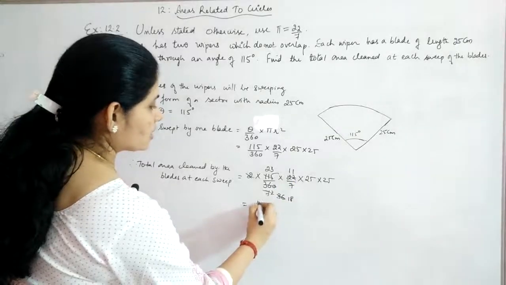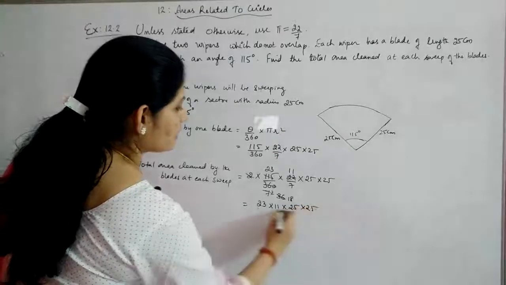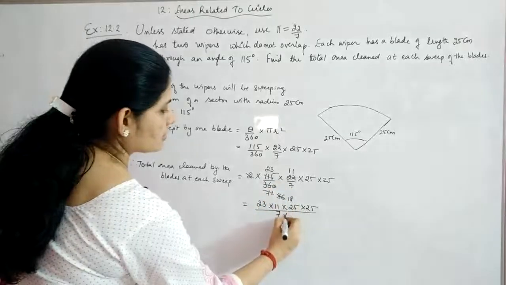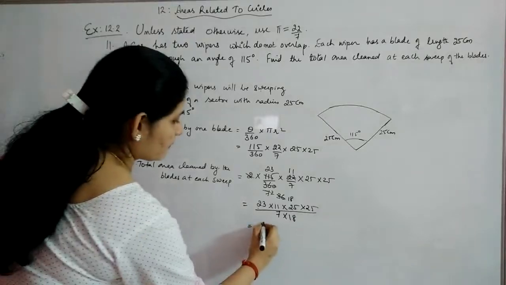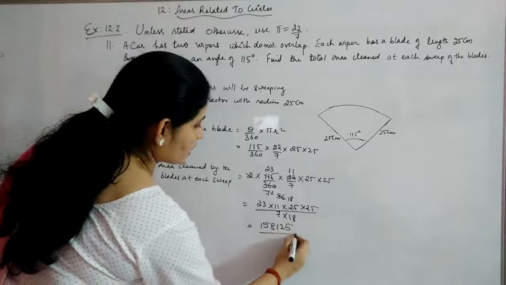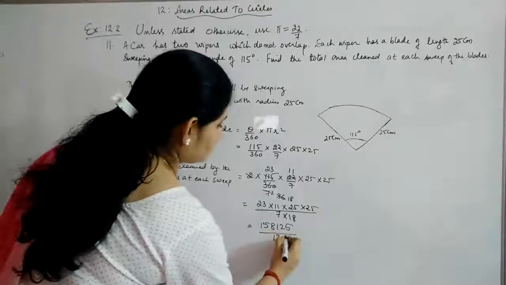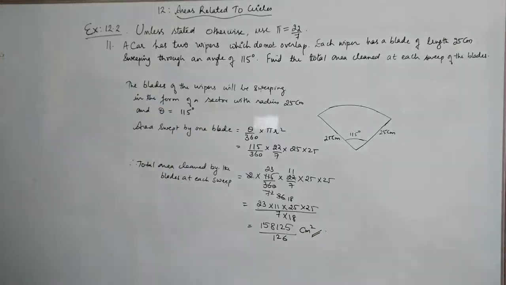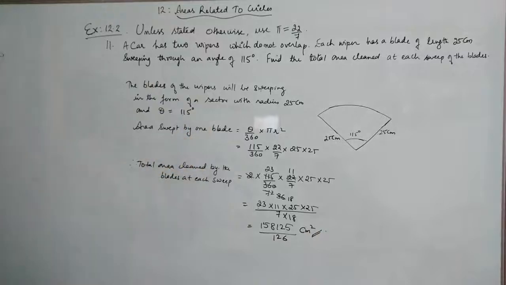Okay, so in the numerator you are getting 23 into 11 into 25 into 25, and in the denominator 7 into 18. The simplification of this will give you 158125 in the numerator, and the denominator is 7 into 18, which is 126. This is in centimeters, so the area is in centimeter square. Okay, clear? So you have to consider this area swept by the blade as the area of a sector.